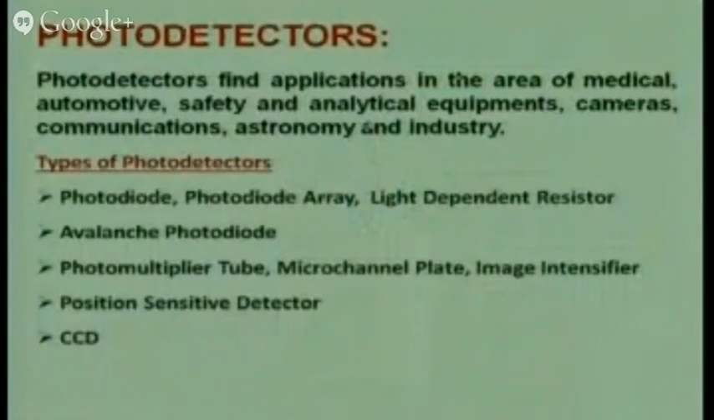It finds application again in electrical instruments, cameras, communication, astronomy, and so on. The types of photodetectors which can be available in the market are: photodiode, photodiode array, light dependent resistors, avalanche photodiodes, photomultiplier tubes, microchannel plates, image intensifiers, position sensitive detectors, CCDs, right?